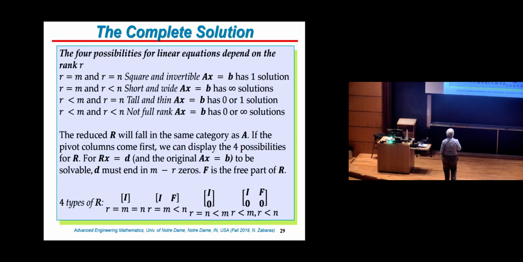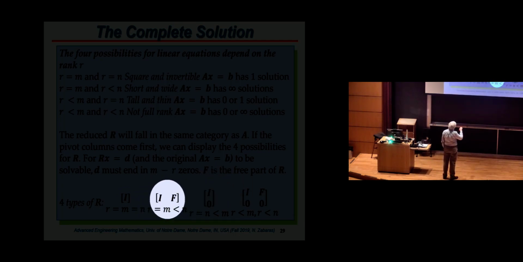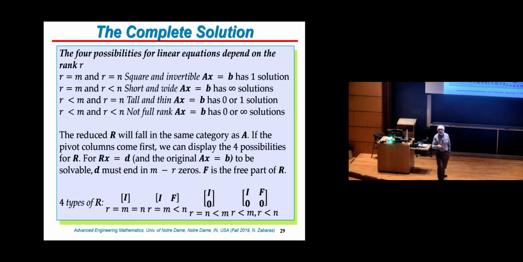Okay, let's take now this second case, an R that looks like this. How should we call this matrix? A full what? The second matrix, how should we call it? What type of full rank we have here? It says R equal to M. Full, say it again. Full row rank, okay? R equal to M, all right?